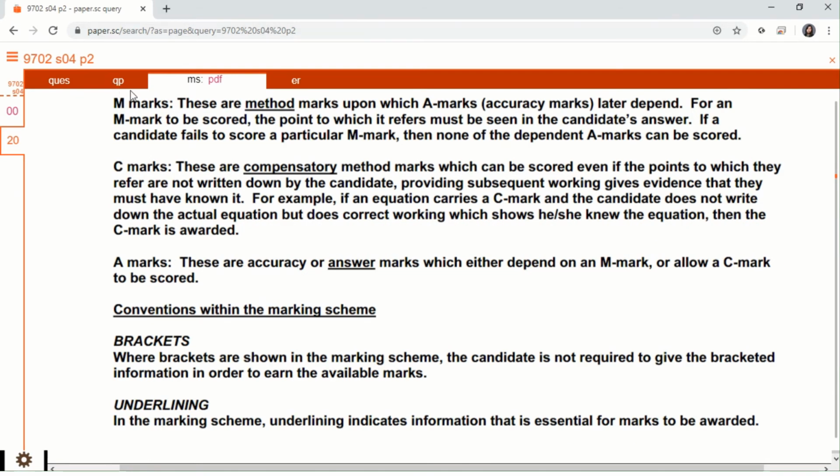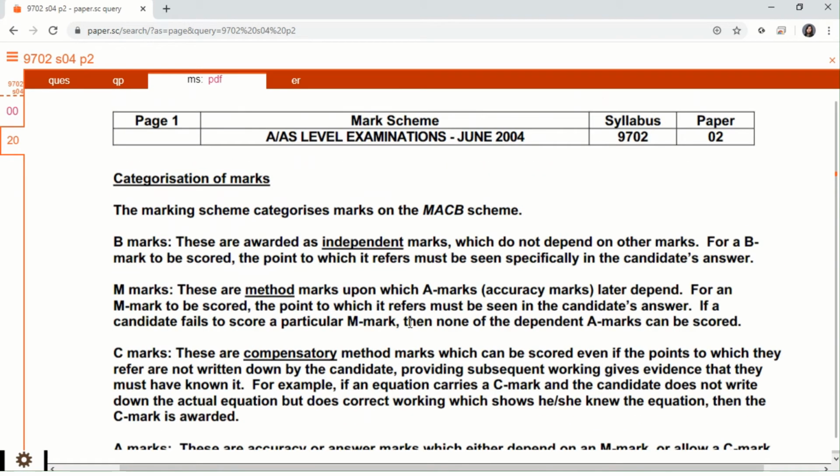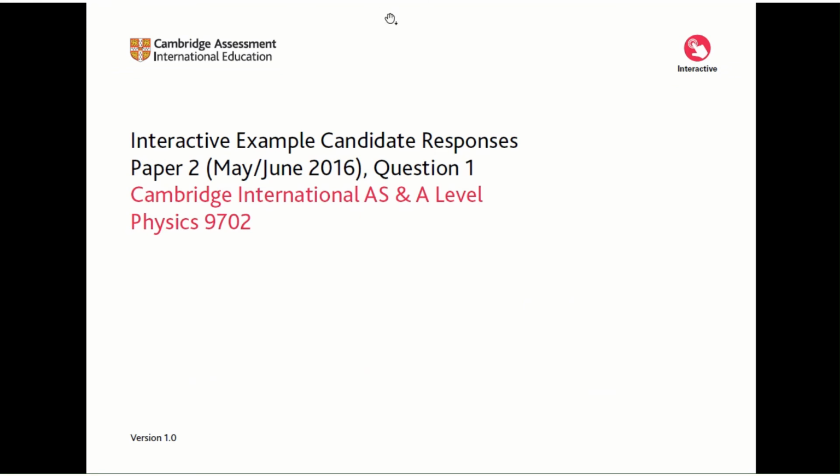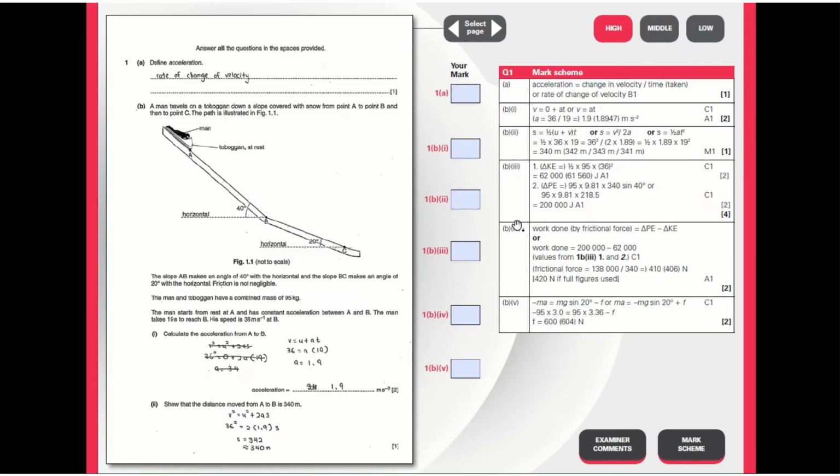So summer 04 paper 2, for example. So this is the IECR that I mentioned earlier. It's an amazing resource by Cambridge. Unfortunately, it's not for all questions. This question happened to be the lucky one. It's a PDF file. I'll post it in Teams, or you can try to find the link below and you can download it for yourself to find the IECR. So next page, let's see.